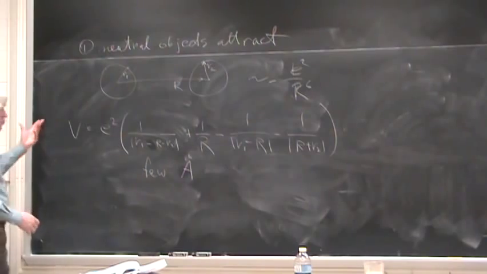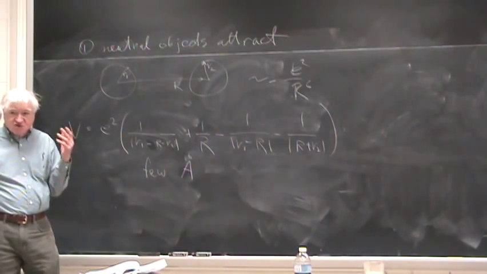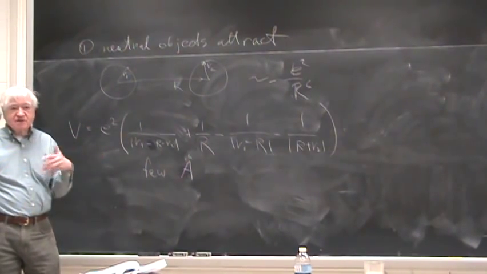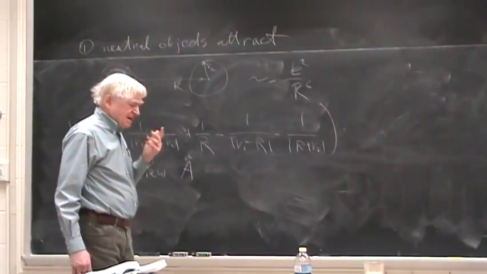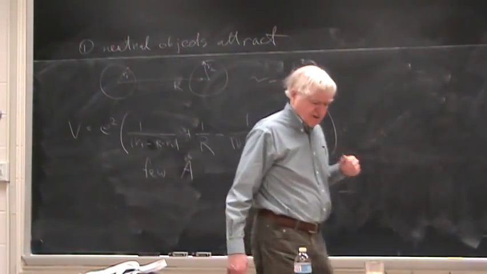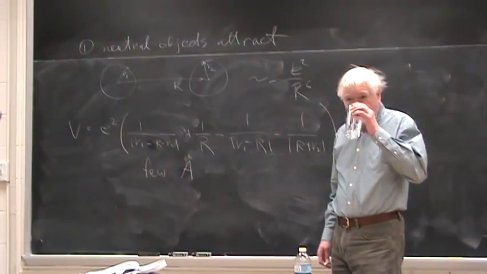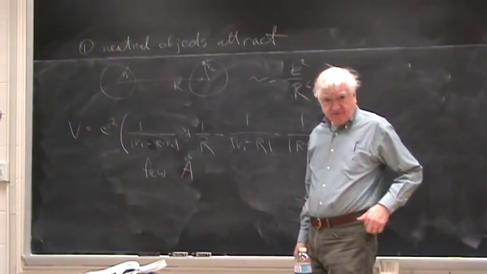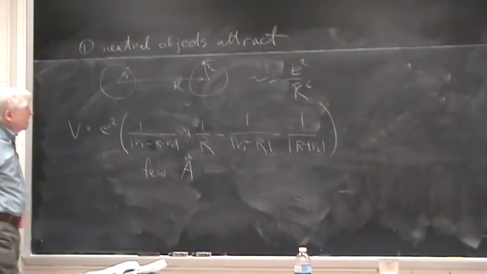In any event, this is why hydrogen is H2, not H, and nitrogen is N2, oxygen O2, and so forth. And the binding energy is not trivial. My memory is it's around 5 eV for hydrogen, but something like 10 for nitrogen, and maybe, I don't know, 7 for oxygen. Okay.